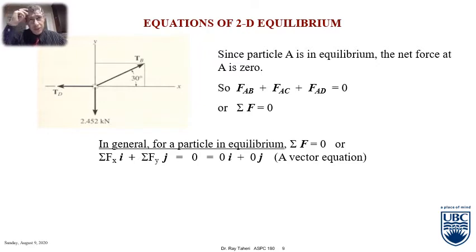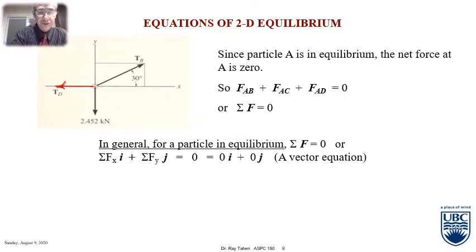So if something is in equilibrium, therefore in X and Y in 2D and in XYZ in 3D, it should be in equilibrium. Means the sum of the forces should be equal to zero. How many forces do we have in the X direction? Well, in the X direction, I have two forces. I have TAD or TD, and then I have the projection of TB, which is TB cosine 30 degrees.